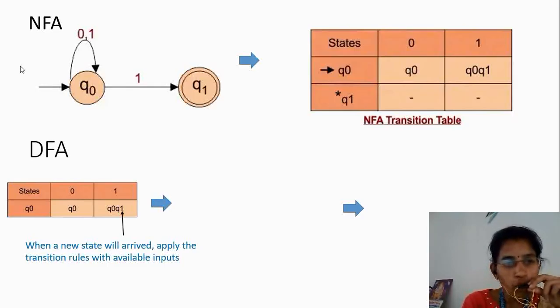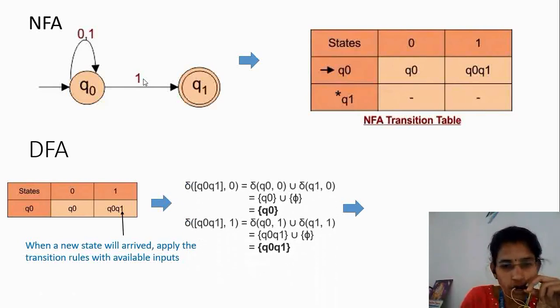So here I combine both Q0 and Q1. So this is considered as a new state. When a new state arrives, we apply the transition rules with the available input. My input is only 0 and 1, as noticed in the NFA diagram, where only 0 and 1 are available. So I apply the same inputs to the new state Q0, Q1. A new state is nothing but a combination of two existing states; 2 or 3 states can also be combined for a single input.